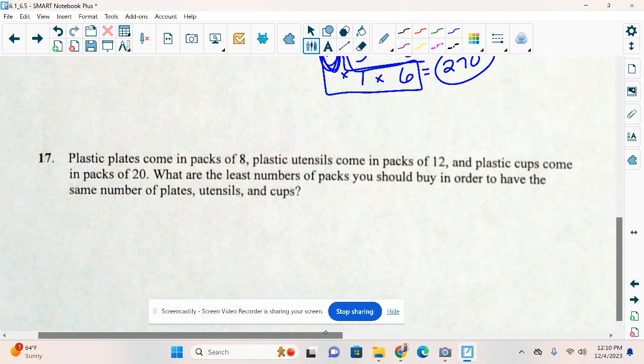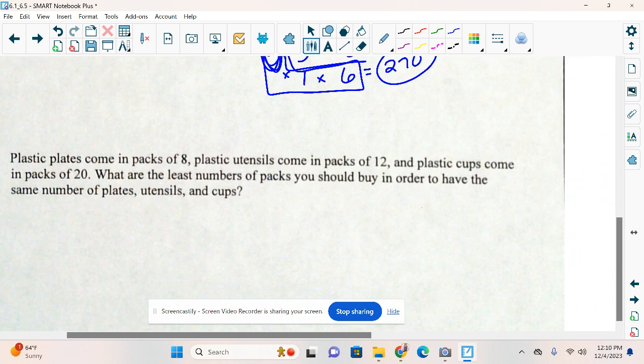Alright, so now we have this word problem. Okay, and this is a perfect example of when you would use LCM. It's like they're preparing for a party. Like if I was preparing for a Christmas party for all of my classes or something like that. Okay? It says plastic plates come in packs of 8, 12, and 20. What is the least number of packs you should buy in order to have the same number of plates, utensils, and cups?